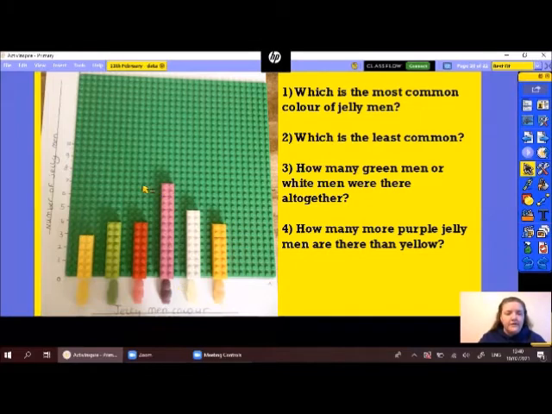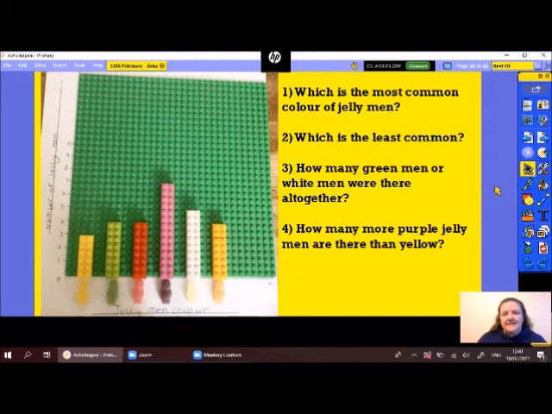So the purple one, if we look carefully, is 7, and the yellow is 3. So the difference between 7 and 3, well, I can do 7 take away 3, that's 4. And I can test it out. I would need to add 4 more to make the same as purple. 1, 2, 3, 4. Yeah, if I put 4 more blocks on, it would make it the same height as purple. So we've used all of our vocabulary now, and we've got 4 questions.